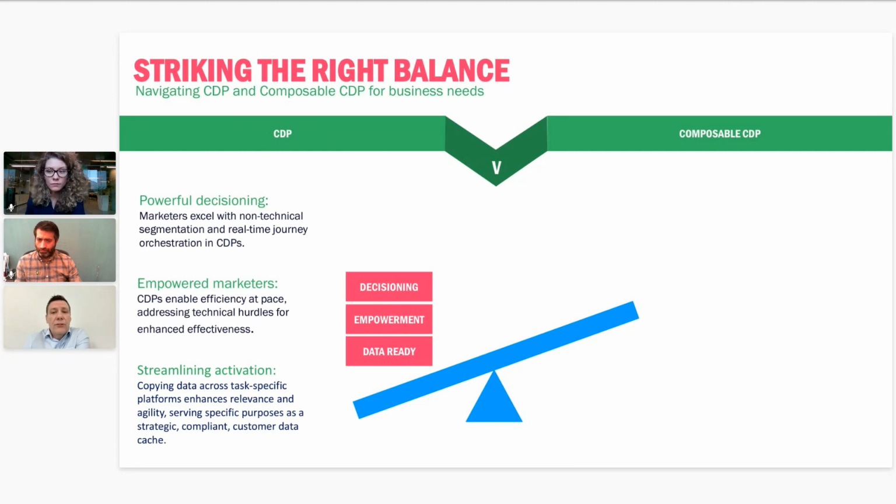Additionally, the more traditional CDPs tend to offer a pragmatic approach to data management, recognizing the value of copying data or subsets of that data across multiple task-specific platforms. This practice not only ensures that the necessary data is readily available for activation, but also acts as a sort of cache, enhancing the agility and responsiveness of marketing campaigns. So, in essence, traditional CDPs provide marketers with the tools they need to succeed in today's fast-paced digital landscape by focusing on empowerment through non-technical segmentation and powerful journey orchestration. These platforms enable marketers to meet their goals effectively and drive business growth.